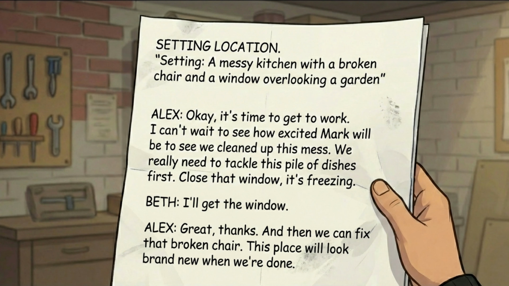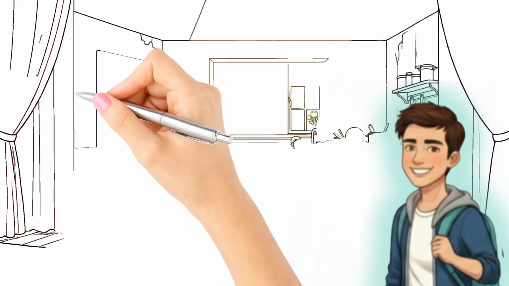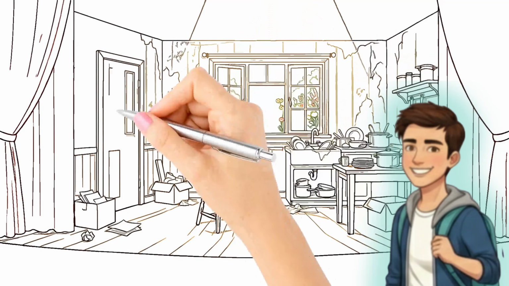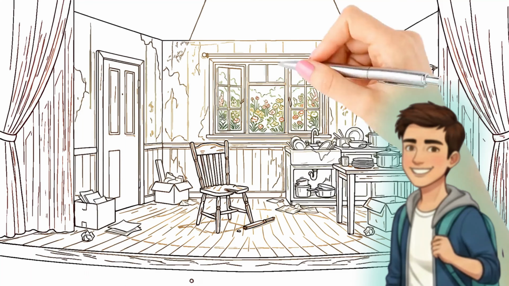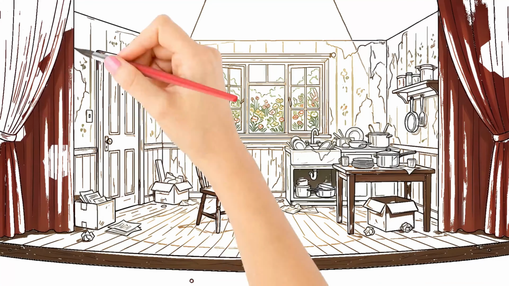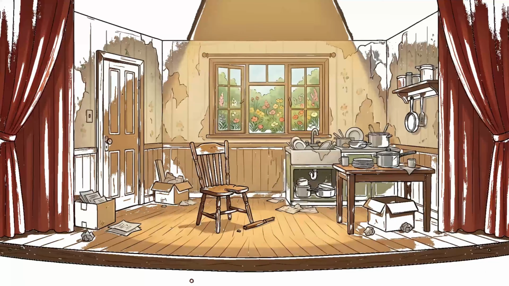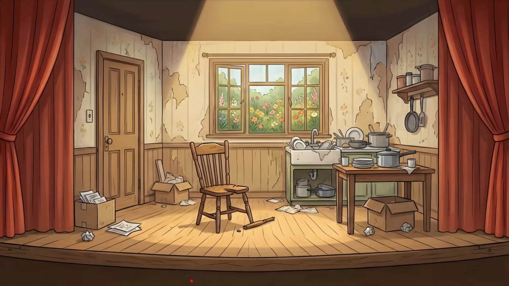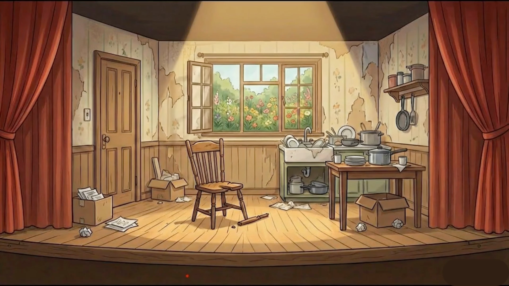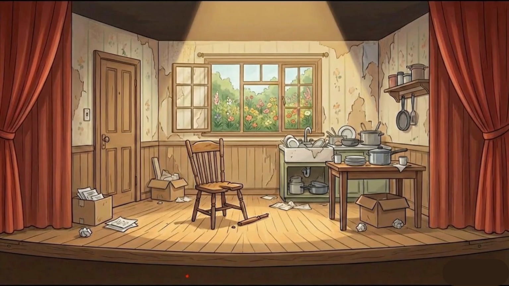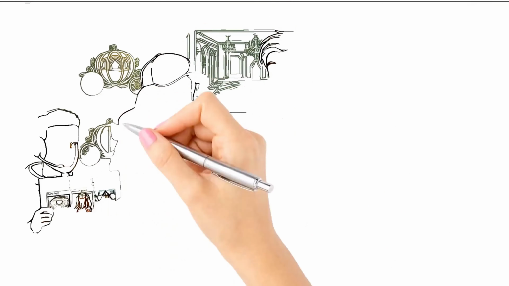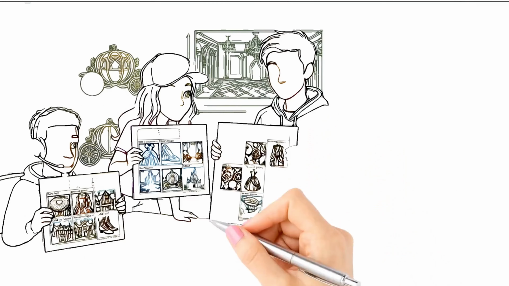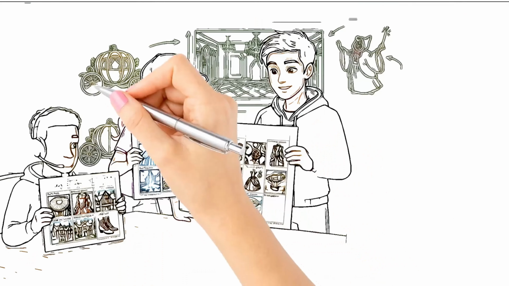Because if the character says, "Close that window," it's freezing. What did the playwright just tell the tech crew? That the window we just put in the kitchen actually has to close. We can't just paint it on the wall. Bingo! That is what we call a given circumstance. We definitely need that to be able to open if they're going to put into the script that it needs to close. It's given.